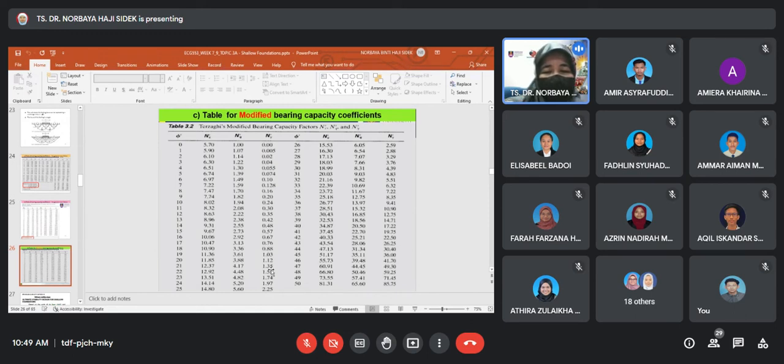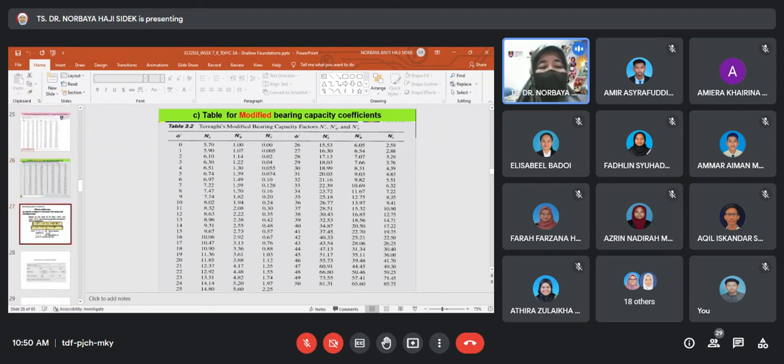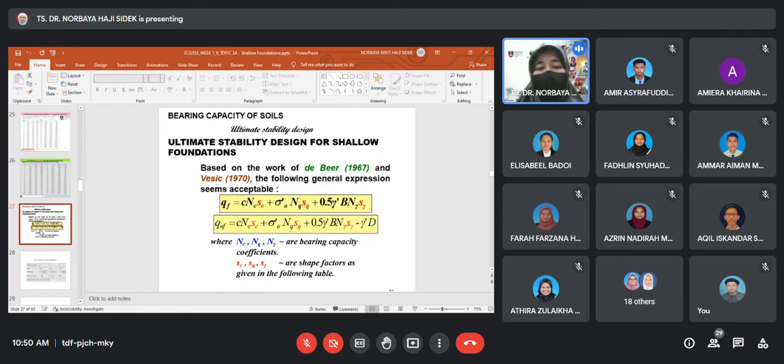So same goes here, if you refer to the 24 value of phi, it is also different compared to the previous slide. The most important thing is that no need to worry which table you want to use. When the table is given to you in the appendix, you know how to start. First, you need to find the phi value of the soil. Then from the phi value, you may find NC, NQ, and gamma. Then only can you answer the question.